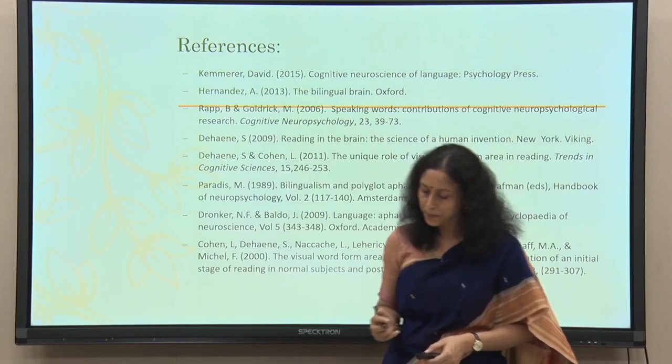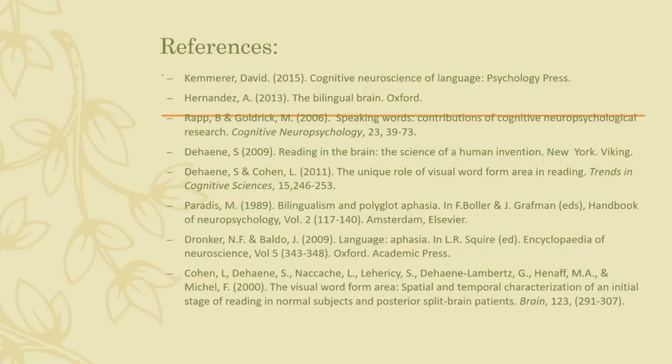These are the references. Some of these are books, and this is one of the most important. Then this is the paper in which Paradis has referred to various types of bilingual aphasics, and of course, this is where Cohen et al. have given the model about the visual word form area. So, very important papers.